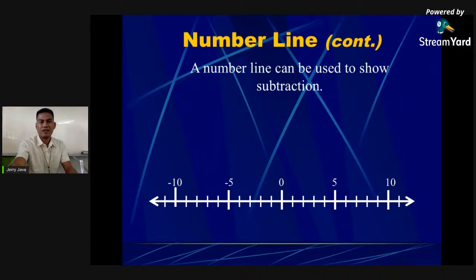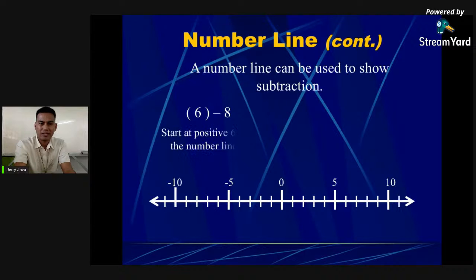Let's try this. You can also do subtraction using the number line. Subtraction of integers. Let's try 6, or positive 6, minus 8. Let's start by finding 6. Our starting point is positive 6. Where is positive 6? There: 0, 1, 2, 3, 4, 5, and next to 5 is 6. There is 6. What are we going to do next?